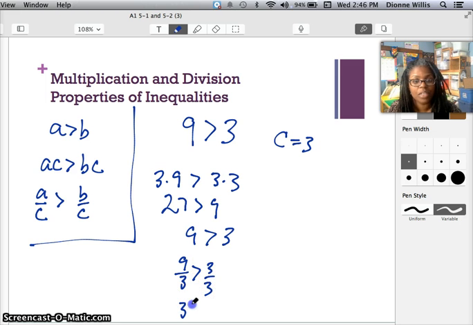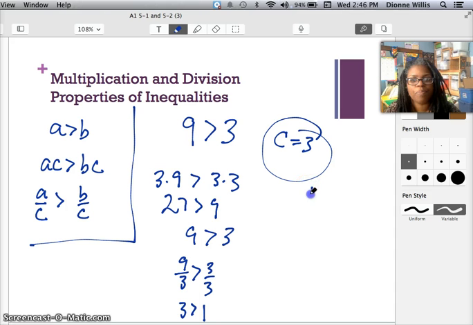Yes, it is. 3 is greater than 1. Where's the problem, Dion? I'm glad you asked. The problem is when this C term is less than 0, or in other words, when C is negative. A whole host of drama happens when we have it as less than negative. So let's take a look.